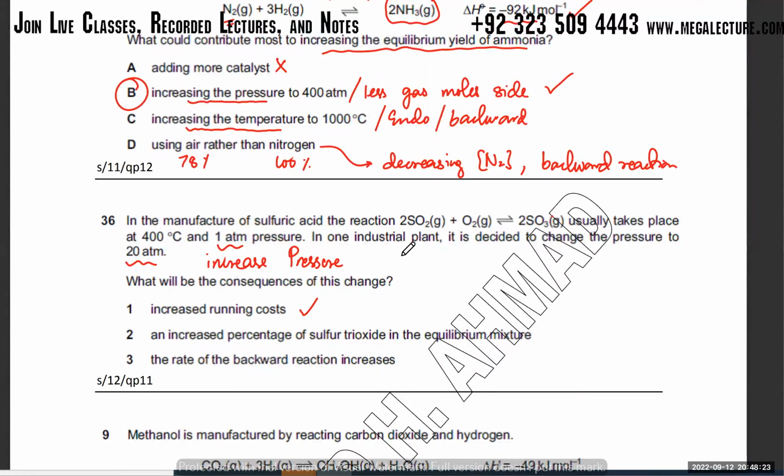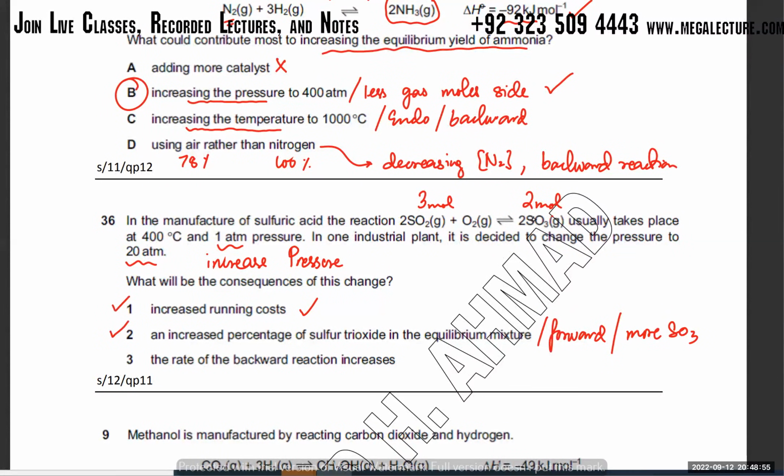If you increase pressure, where will this equilibrium shift? You have 3 moles of gas on this side and 2 moles of gas on the other side. So if you increase pressure, it shifts to the right, right? So it will increase the sulfur trioxide percentage. The forward reaction will be favored, and you'll get more SO3, right? So statement 2 is also correct. Statement 1 would be correct as well.